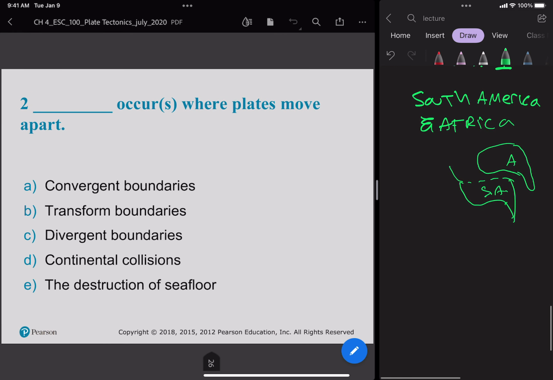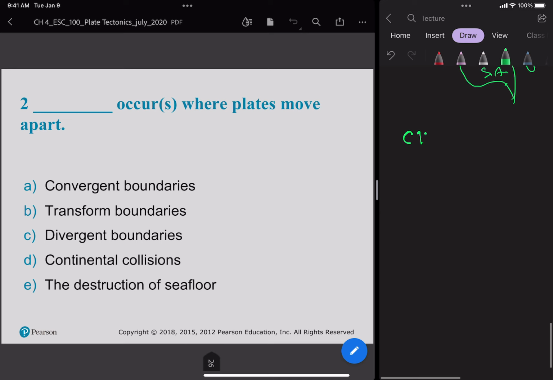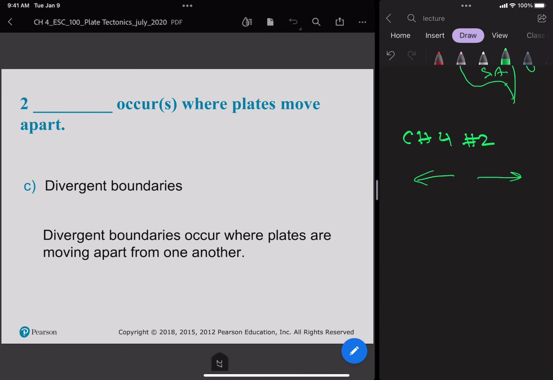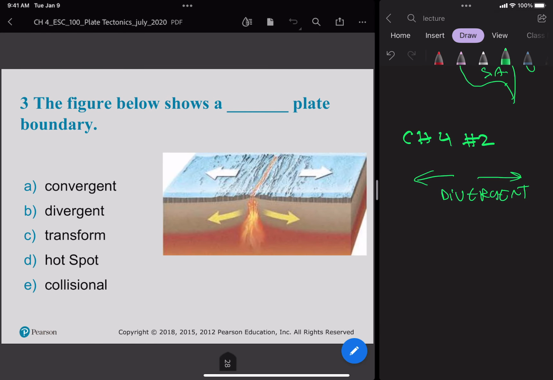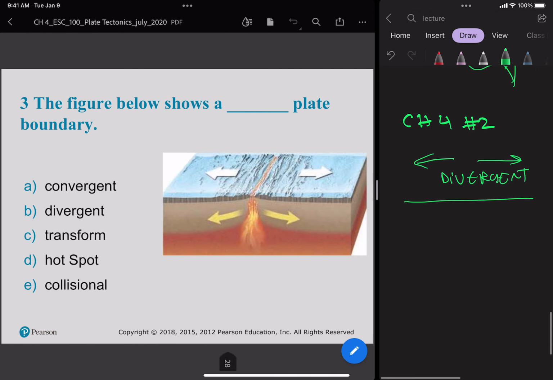So now chapter 4, number 2. Blank occurs when plates move apart. So you have plates that are moving apart. What kind of boundary is this? And these are divergent boundaries. Okay. And next question.